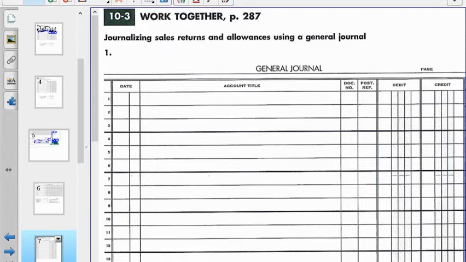So I'm on page 285. I got a sales return. I have a sales allowance. Those are all going to show up in something called a credit memo when people send back stuff they don't want.